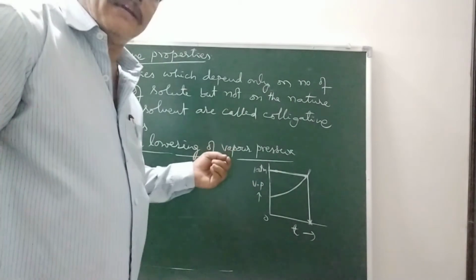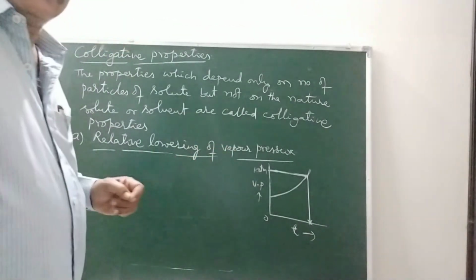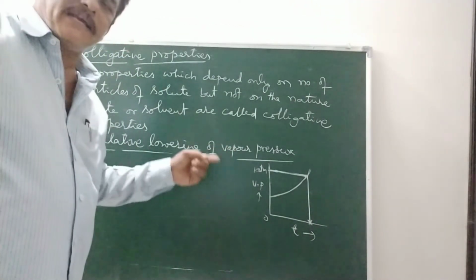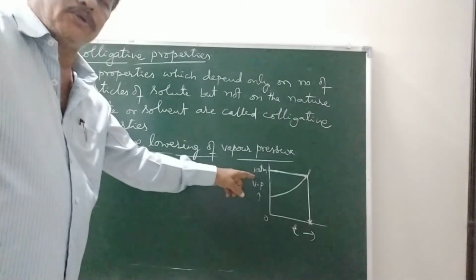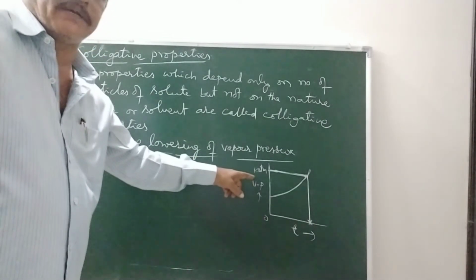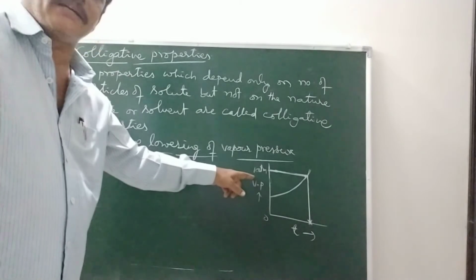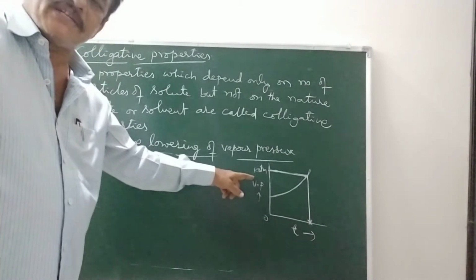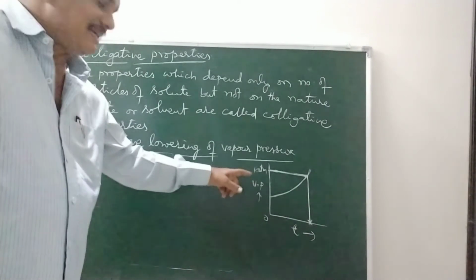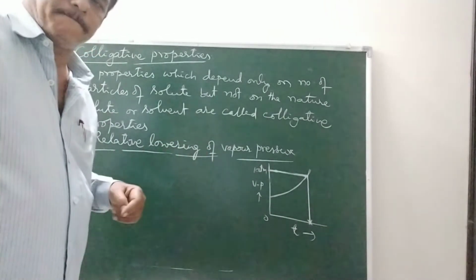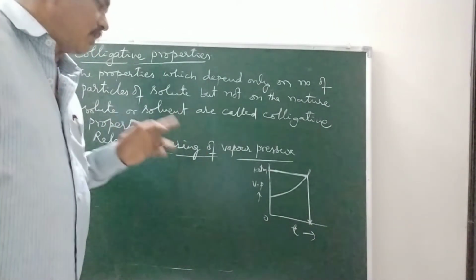So how to define boiling point? The temperature at which the vapor pressure of a liquid becomes equal to the atmospheric pressure, 1 atmosphere or 76 centimeters of Hg or 760 mm of Hg, is called the boiling point. That is the definition of a boiling point.